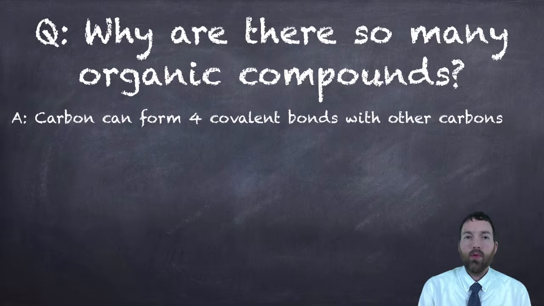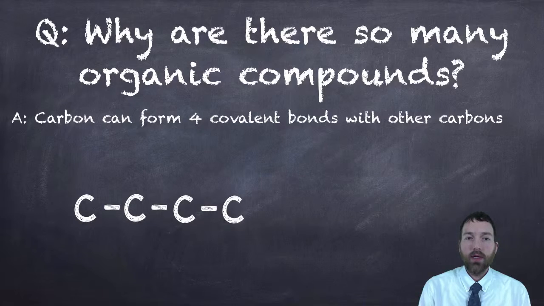Carbon can form 4 covalent bonds with other carbon atoms. So here's an example. Here's an atom of carbon, and I can form bonds with another carbon atom. And I could just keep going on almost indefinitely, in a straight line of carbon atoms. This molecule would have 5 carbons in a row. But I could also have side chains. I can grow little side chains of carbon off the main chain here.